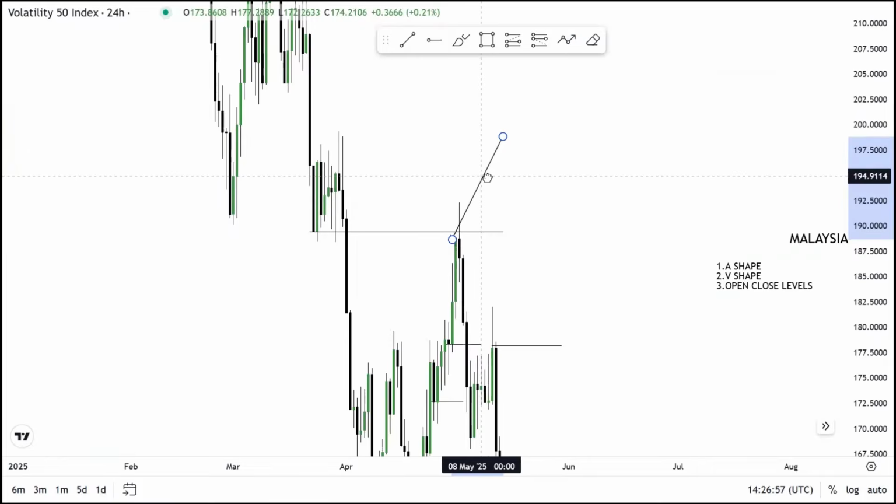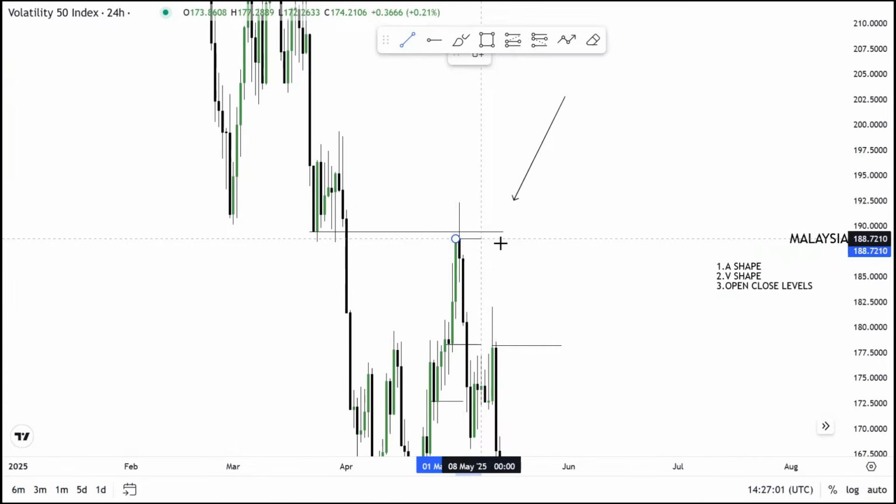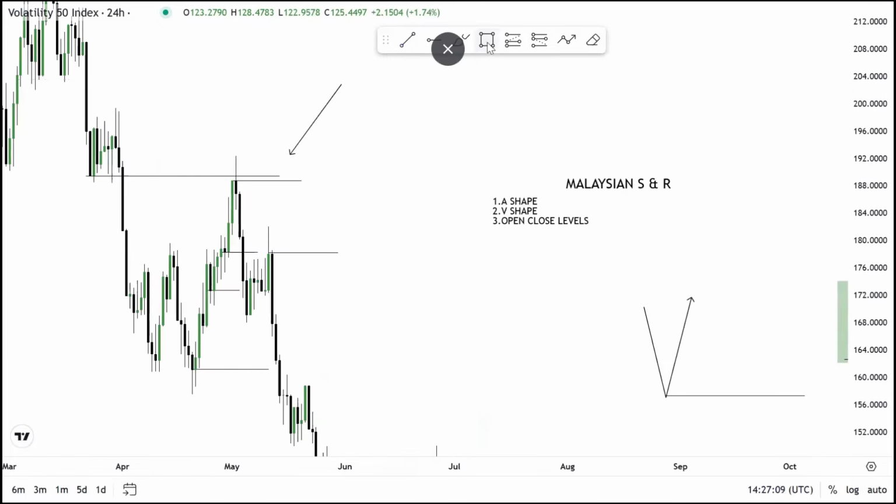Then this is also an A level. Your green candle and your black candle, this is your A-shape level. Now, can you see what happened? When price broke out from an A-shape level, a V-shape level, what happened? If you look, this V-shape level was first tested by this wick.